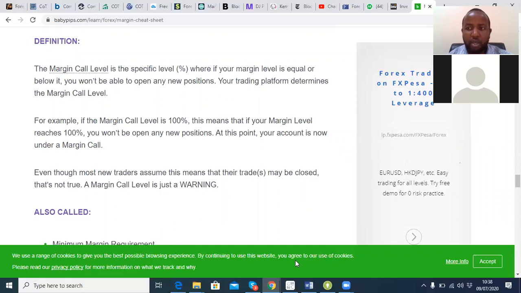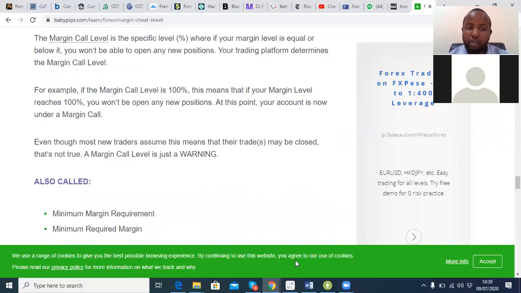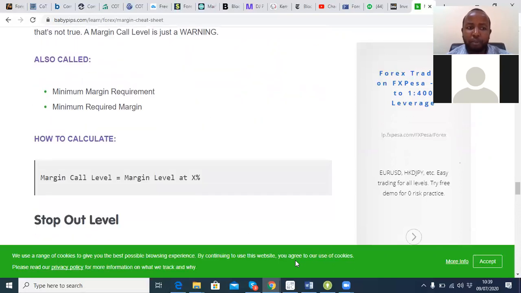I believe most have an idea what a margin call is. If the margin call level is 100%, this means that if your margin level reaches 100%, you won't be able to open any position. At this point, your account is under a margin call. Even though most new traders assume trades will be closed, a margin call is just a warning. You usually get an email telling you, hey, you have opened too many positions. You need to close some positions to free up margin. It's also called minimum margin requirement or minimum required margin.